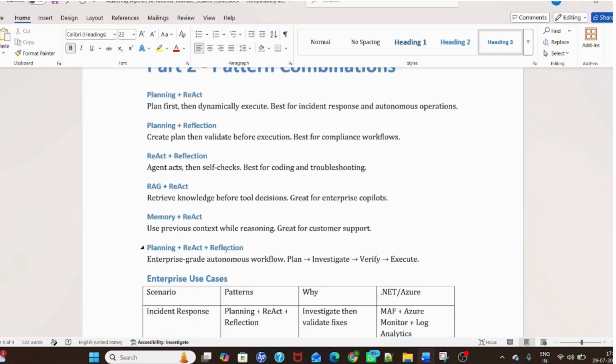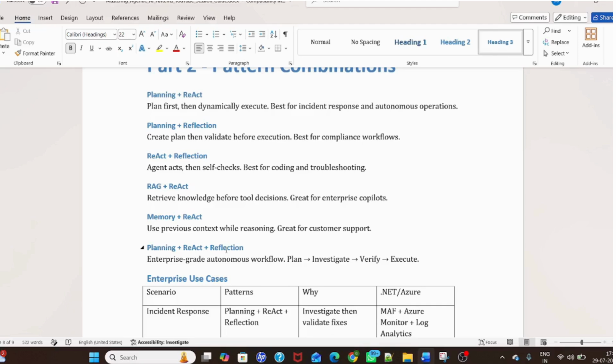So ultimately the main things are planning, ReAct, and reflection. These three can work individually. In some cases you need all three together to make it the best fit for a certain scenario. So planning and ReAct means you will plan first, then dynamically execute, based for incident response and autonomous operation. Planning plus reflection: create a plan and then validate before execution, for compliance workflow. ReAct and reflection: agent acts, then self check, based for coding and troubleshooting.